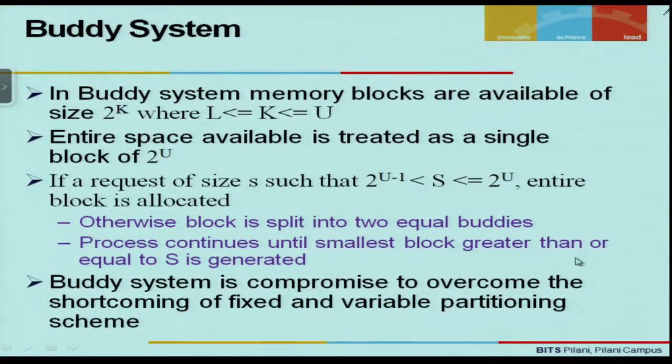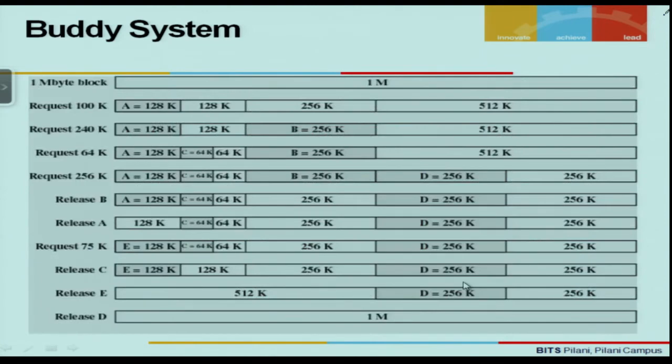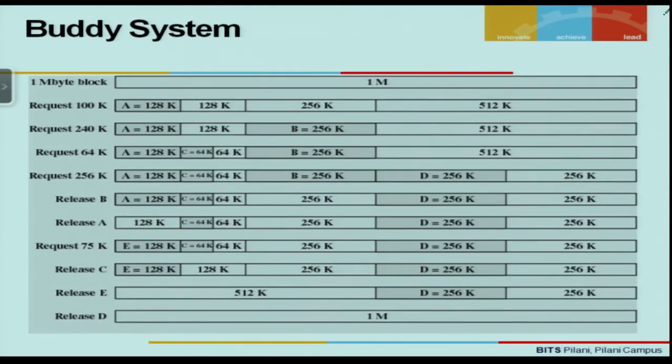As I had earlier also mentioned, the buddy system is a compromise to overcome the shortcomings of a fixed and variable partitioning scheme. We will try to see with the help of an example how the buddy system operates. Here we have taken an example where the total amount of memory available is 1 megabyte. So that essentially means 2 to the power 20, where U is 20, and let us say that we receive a request of 100K.